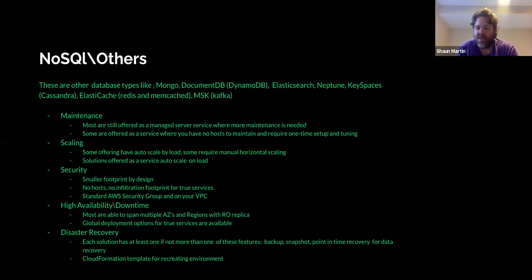Most of them can auto scale by load. Some require manual horizontal scaling, but most can do it. The service ones just auto scale. They do have smaller footprints. They are kind of hostless. You don't have access to the host. It's just a service, and you do security groups and all the other fun stuff from AWS. Most of them can all be done with AZs, regions, replicas. Dynamo is global in some cases, and then you get disaster recovery.